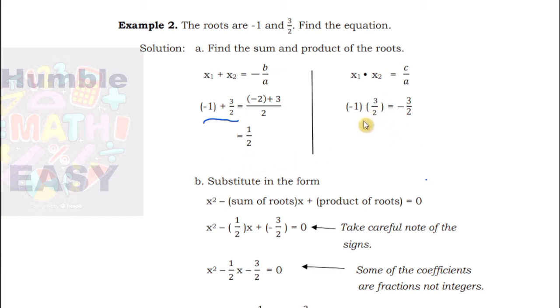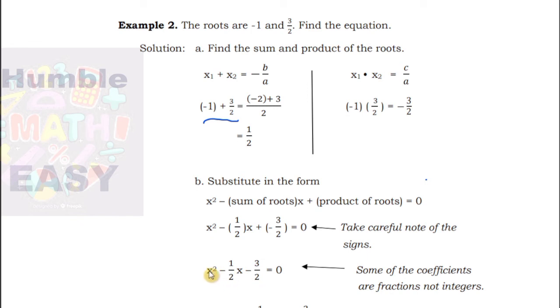While the product of the 2 given roots, we have here negative 1 times 3 halves, and we have negative 3 halves as the product. Now, using the form of the quadratic, we now have x squared minus the sum of the roots, 1/2, times x plus the product of the roots, which is negative 3 halves, which is equal to 0. Take note of that. Then we're going to simplify further, first about the sign. We now have x squared minus 1/2 x minus 3 halves is equal to 0.